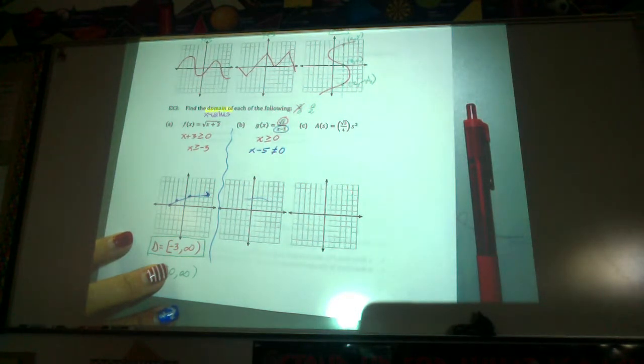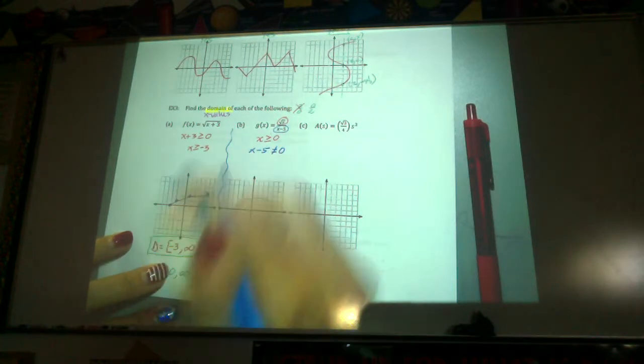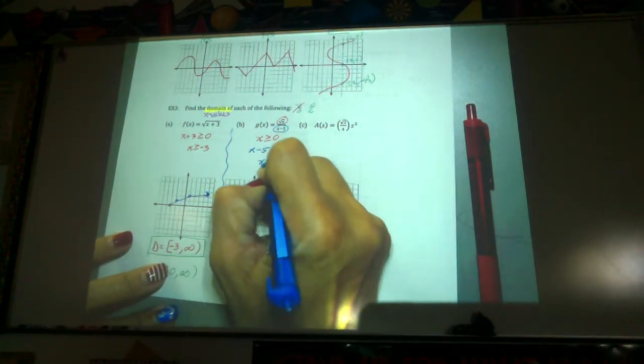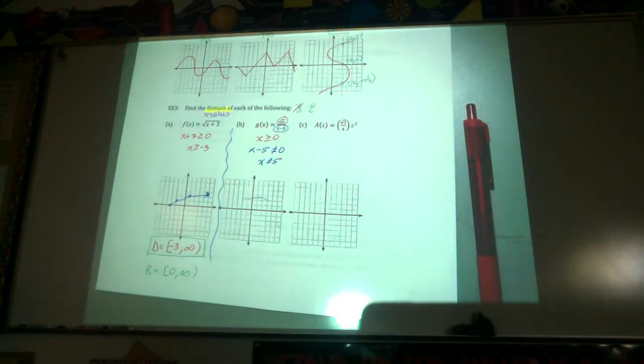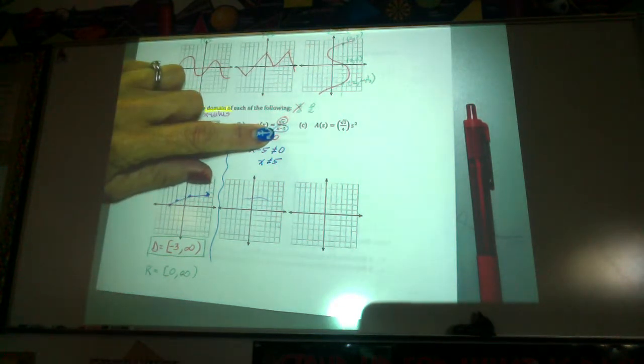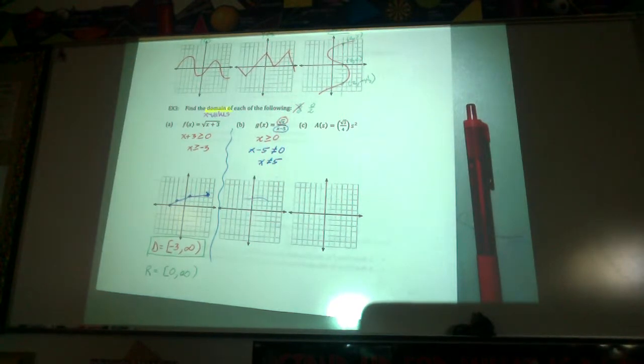Because we don't want it to be equal to 0. So solving algebraically, we would add 5. So x cannot be equal to 5. x can be anything we want it to be, but it can't be 5. The minute x is 5, 5 minus 5 is 0, and we cannot have 0 in the denominator.